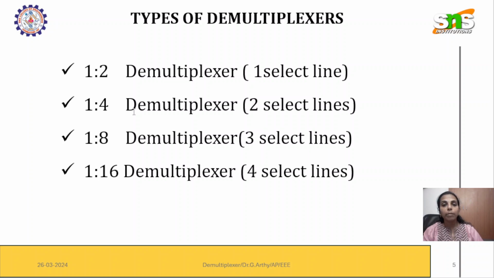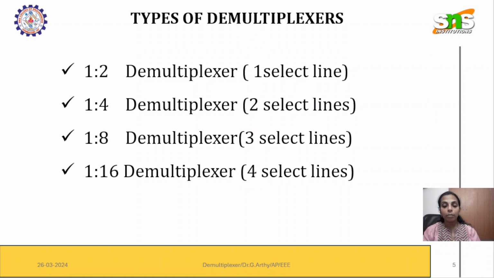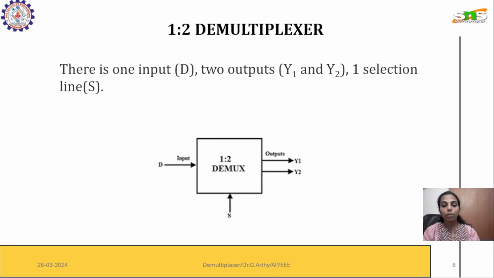There are different types of demultiplexers, that is 1:2, that is, one input. For a demultiplexer the input is always 1 and the outputs vary depending on the selection lines. So 1:2, 1:4, 1:8 and 1:16 are among many different combinations and varieties. We have these as the common types.